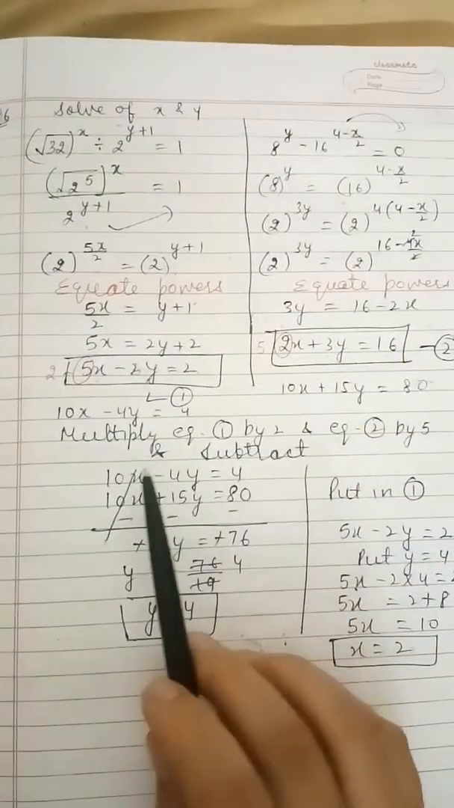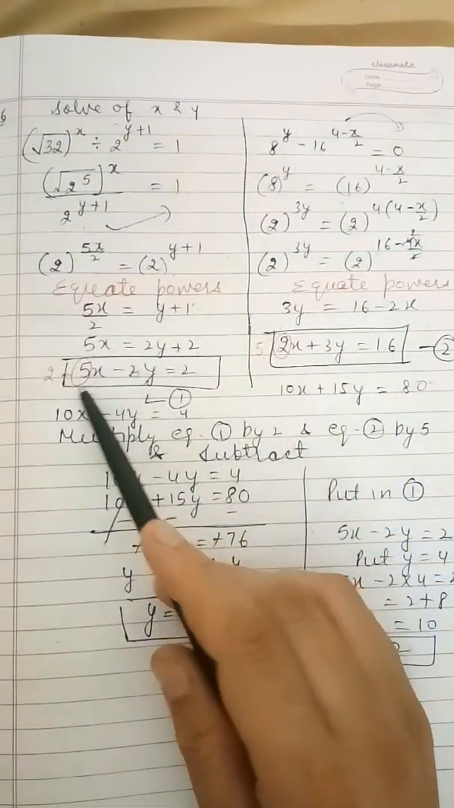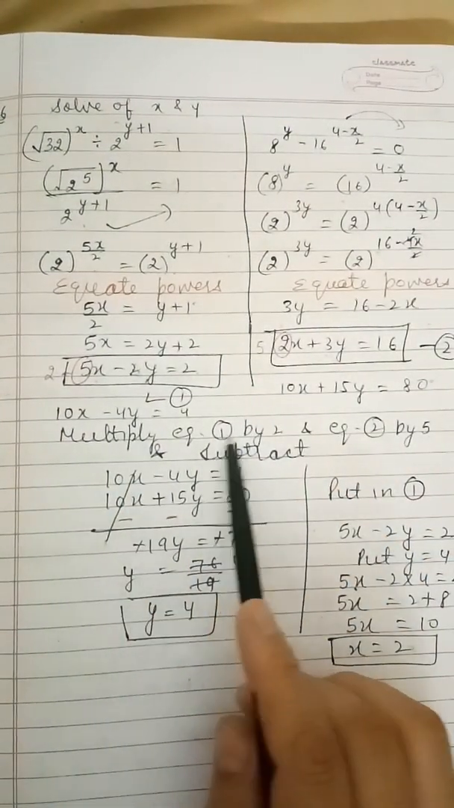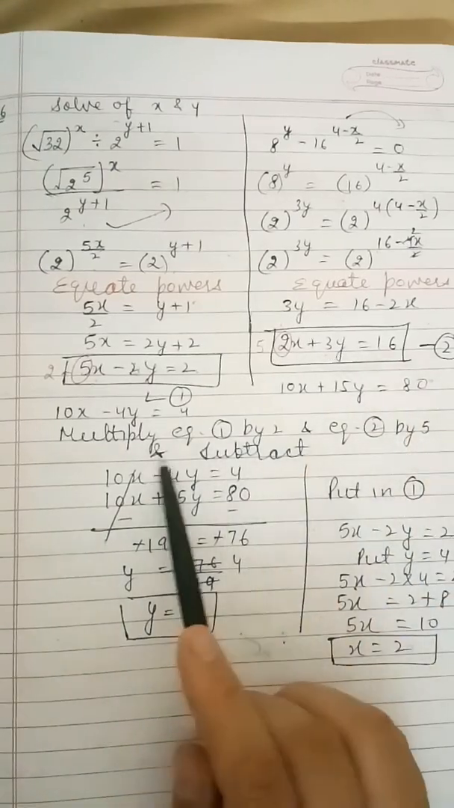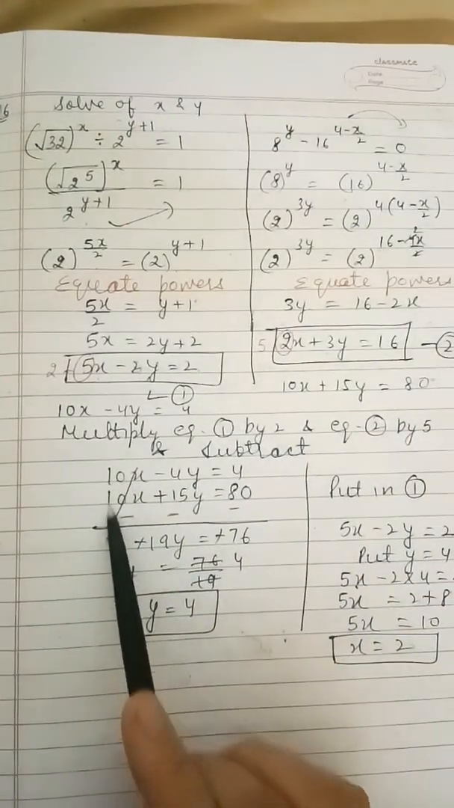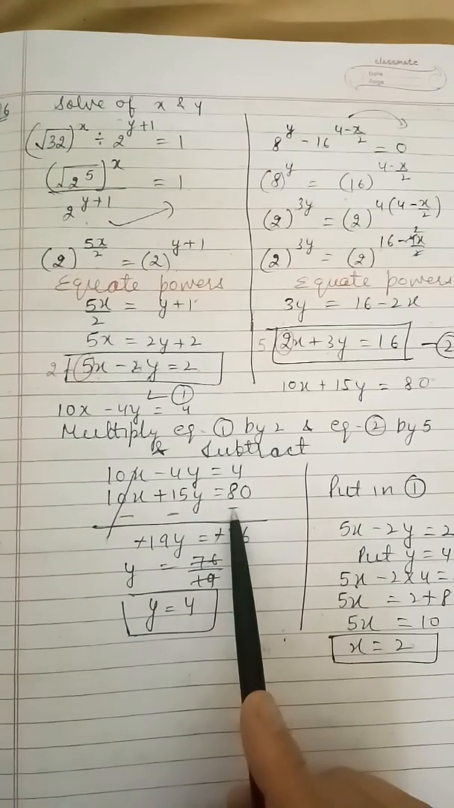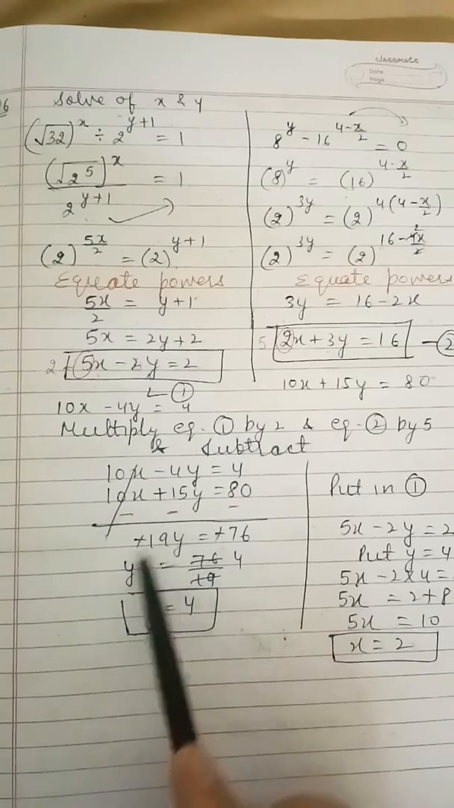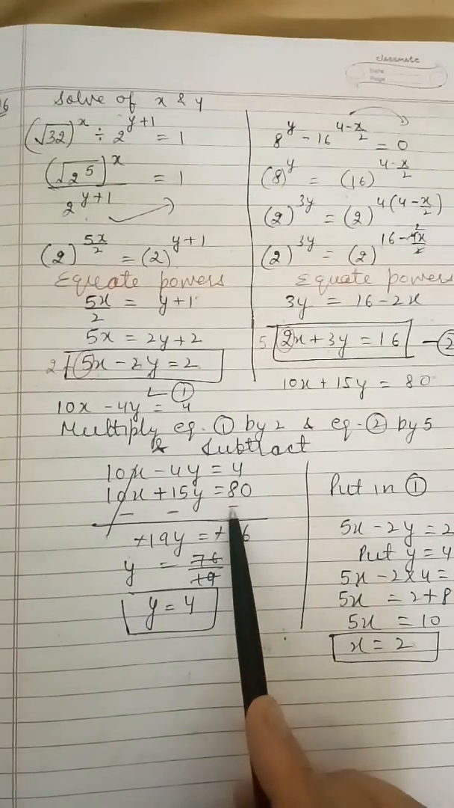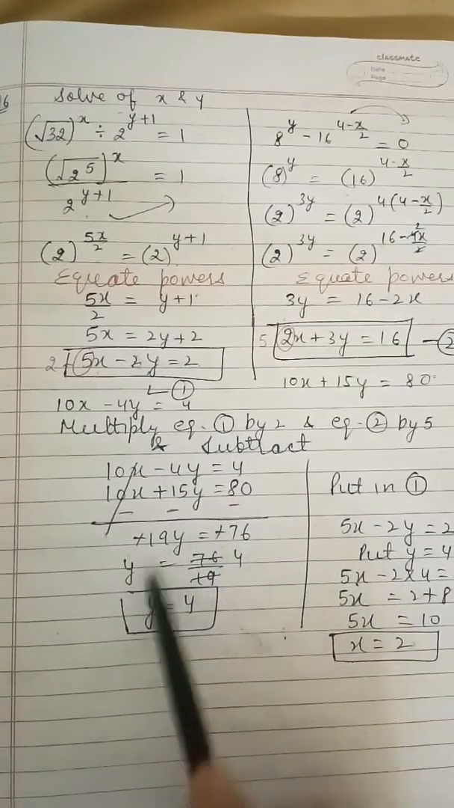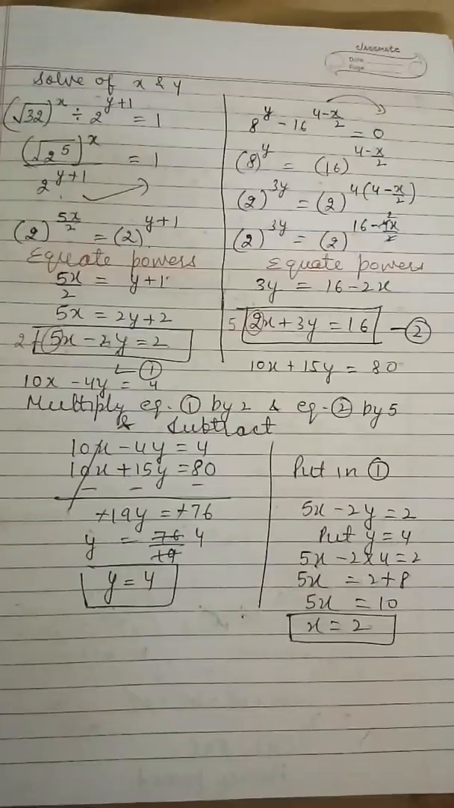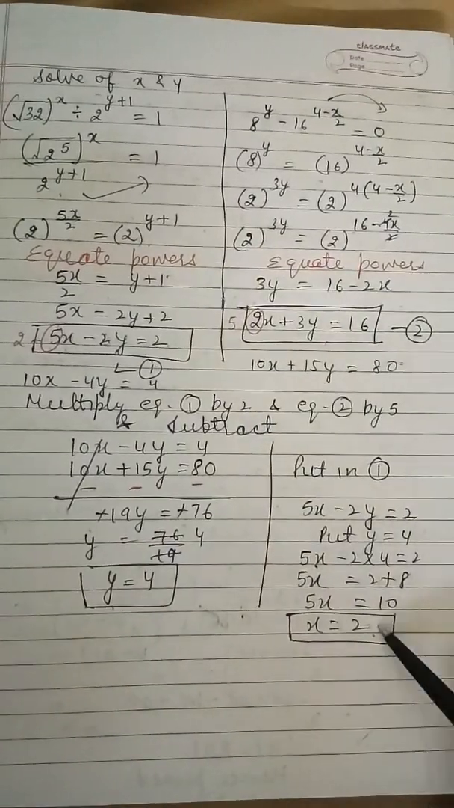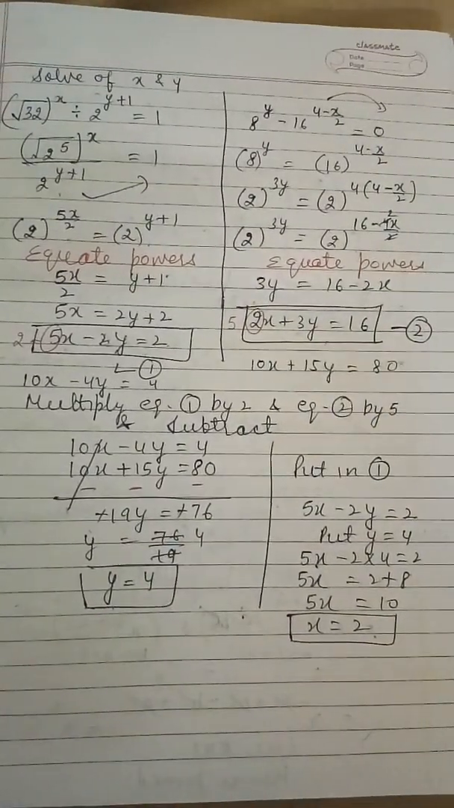Now we will go for the elimination method. Just equate the coefficients of x. So this is multiplied by 2 and this is multiplied by 5. After multiplying equation 1 by 2 and equation 2 by 5, we can subtract. You can see here we can change the sign in order to do the subtraction. So this will cancel, plus 10 minus 10. Minus 4 minus 15 is minus 19, plus 4 and minus 80 is minus 76. So minus minus cancel, y is 4. Then put the value of y in equation number 1 or 2, any equation, and calculate the value of x. So in this way we can find x and y.